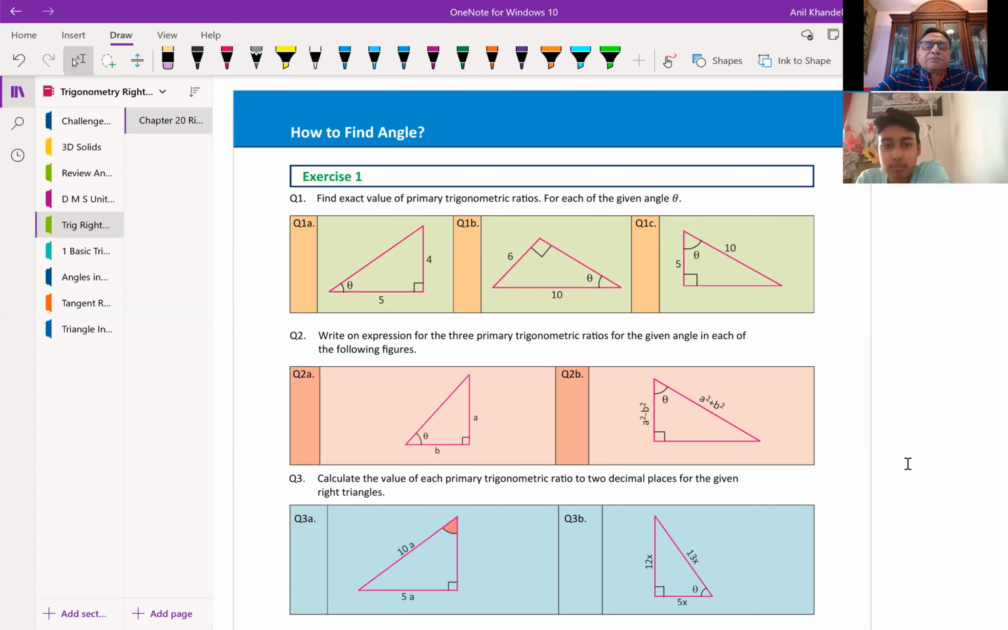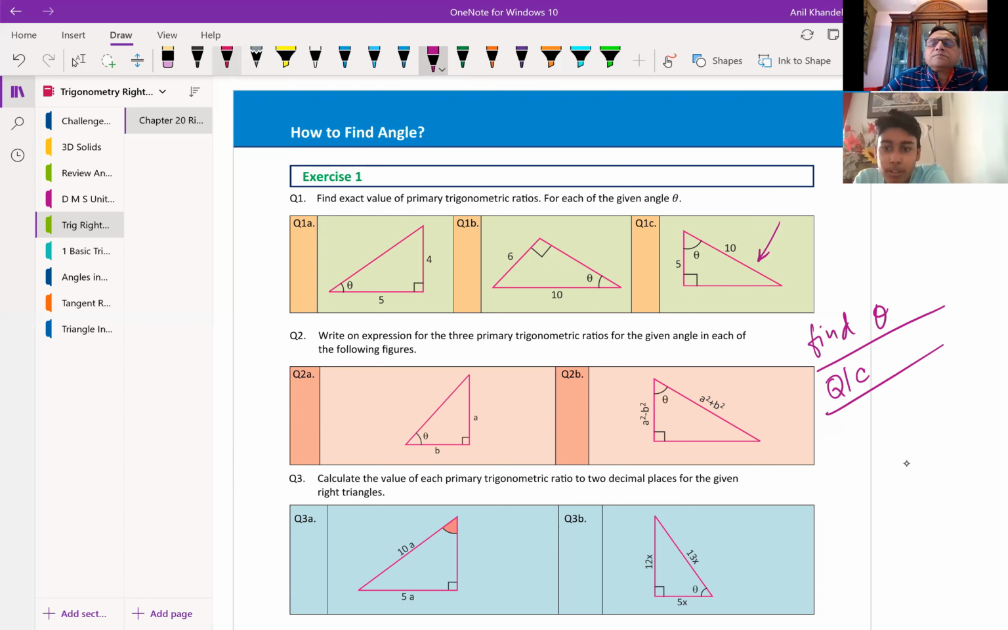Now that brings us to the first exercise of what we have done so far. The first question is, find the exact value of the primary trigonometric ratios for each of the given angle theta, right? This is your first exercise. But now, let me add this, that I will say find theta. So let us take this particular example, question 1C. Can you tell me what is theta equal to? And how will you calculate? Tell me.